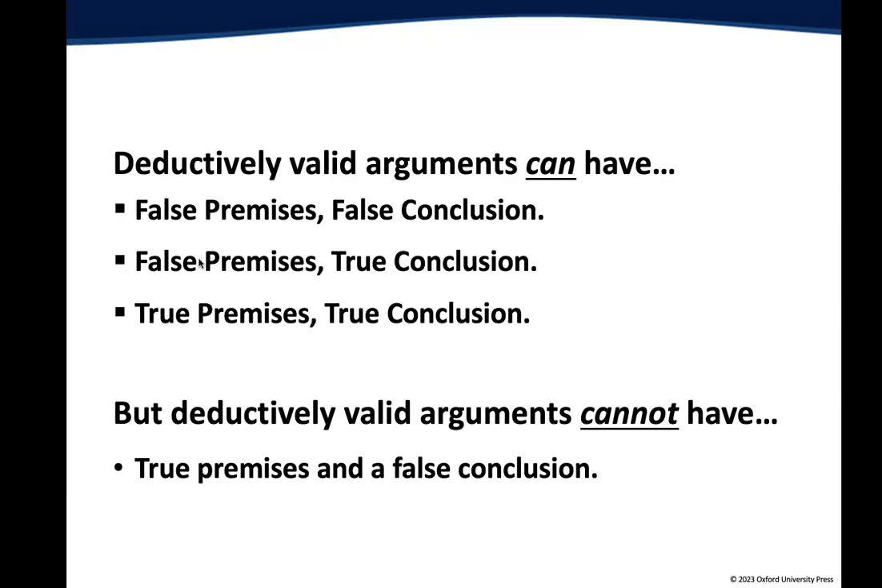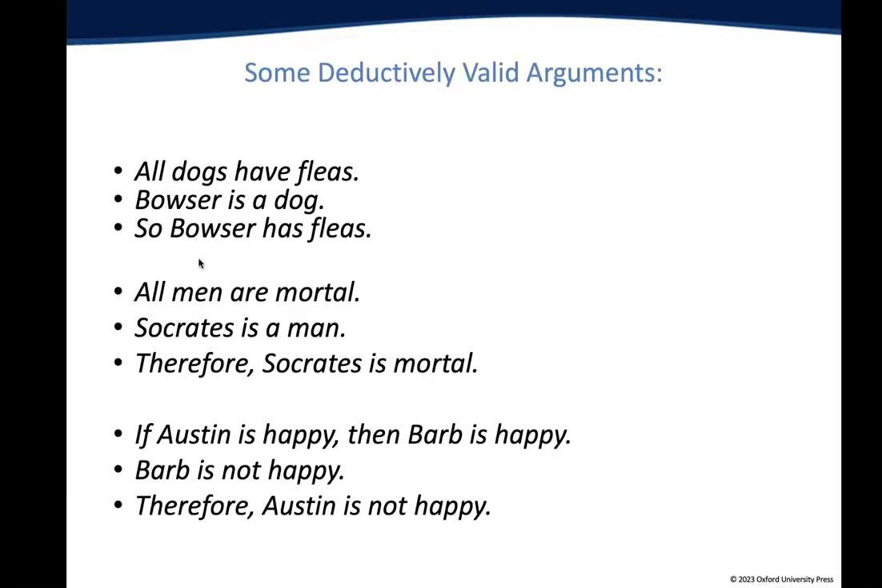Now, I think that lots of times people make the assumption that they must have both true premises and a true conclusion in order to be considered deductively valid, but that's not the case. In order for an argument to be considered deductively valid, the conclusion has to follow from the premises. So that's what makes these deductively valid.